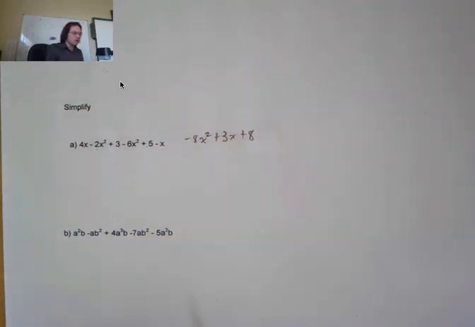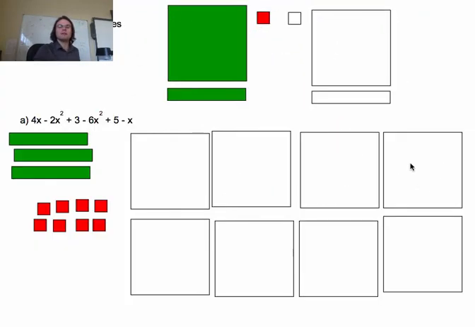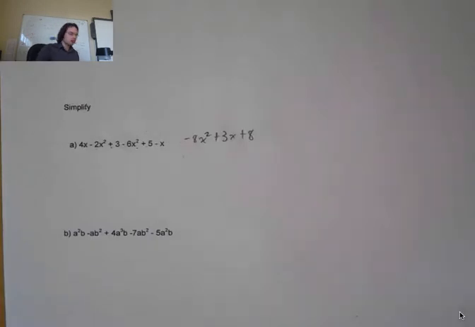And I looked at this, when I combined these, what could I only combine? I could only combine the squares with each other, the x's with each other, and these with each other. So I cannot combine x with x squared. They're different size shapes. I cannot combine them. So that should help you see that. So if I was to do this by hand, I would just look at it this way.